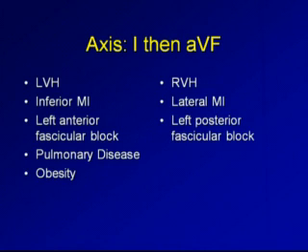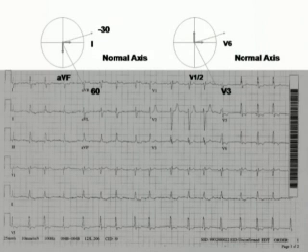Now when you do that, if it's in the left upper quadrant, and we're going to define that a little bit further later, it automatically brings to mind diagnosis. So if I see positive in AVL and negative in AVF, automatically I'm thinking left ventricular hypertrophy, inferior myocardial infarction, or something we really won't touch on today, anterior fascicular block. So if I get right axis deviation, so I'm negative in lead 1, positive in AVF, automatically I'm thinking right ventricular hypertrophy, lateral myocardial infarction, or a posterior fascicular block. So axis immediately starts pointing out some diagnoses on the ECG.